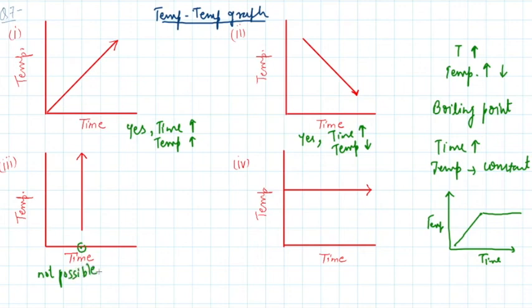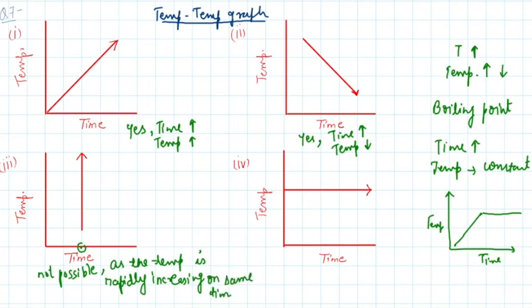And why is it not possible? As the temperature is rapidly increasing and increasing, what's wrong in it? Because it is increasing at the same time, which is not possible, right?